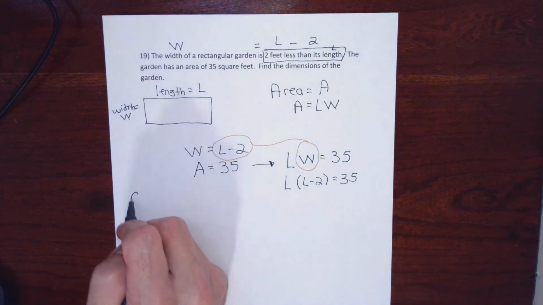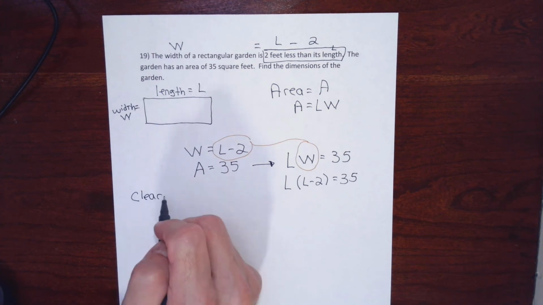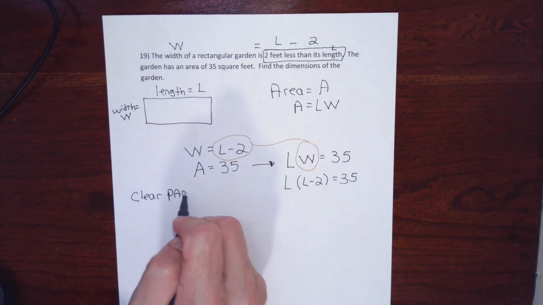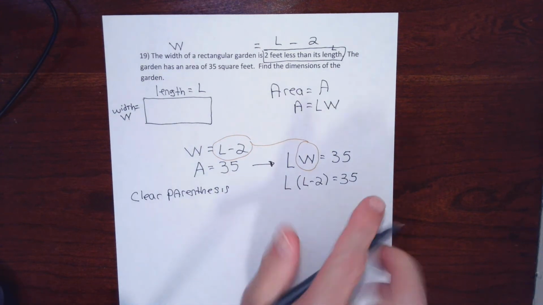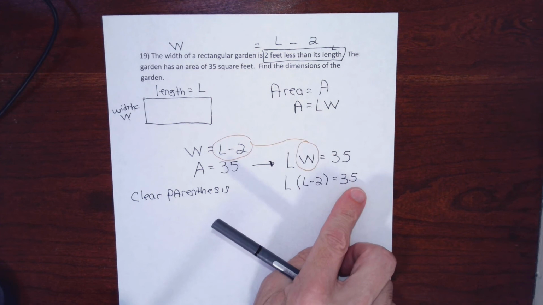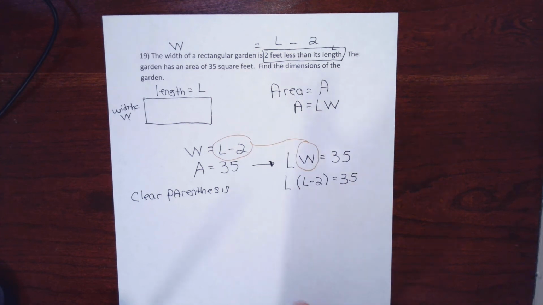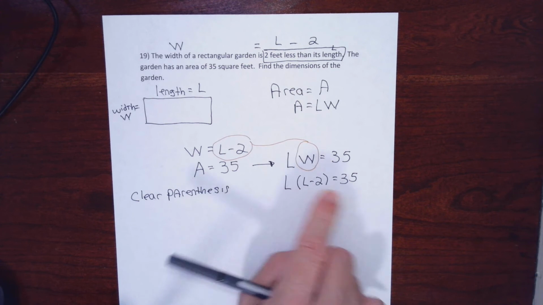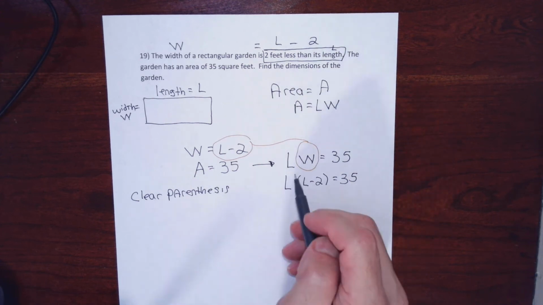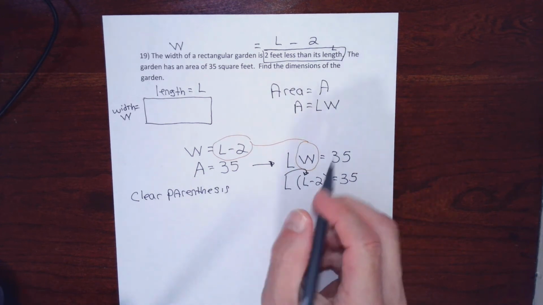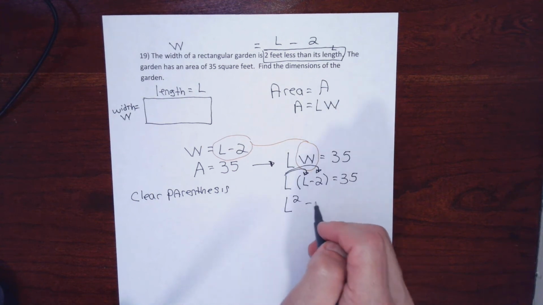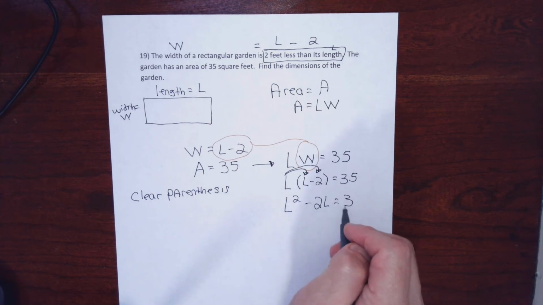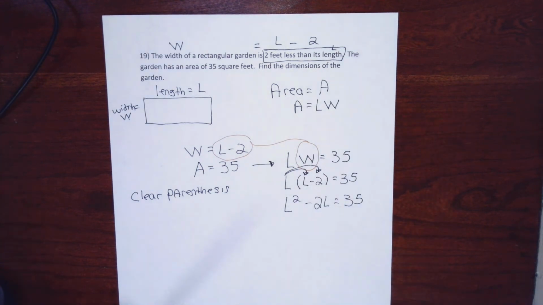And here, I need to clear the parentheses and get rid of the factoring. If the right side was 0 in this equation, I could keep the factoring. If the left side is factored and the right side is 0, like I did in the last problem, you keep the factoring. If the left side is factored and the right side isn't 0, you get rid of the factoring. So I'm going to get rid of the factoring by multiplying L times L to get an L squared. I'm going to multiply L times minus 2 and get a minus 2L, equals 35. I need to get it set equal to 0.